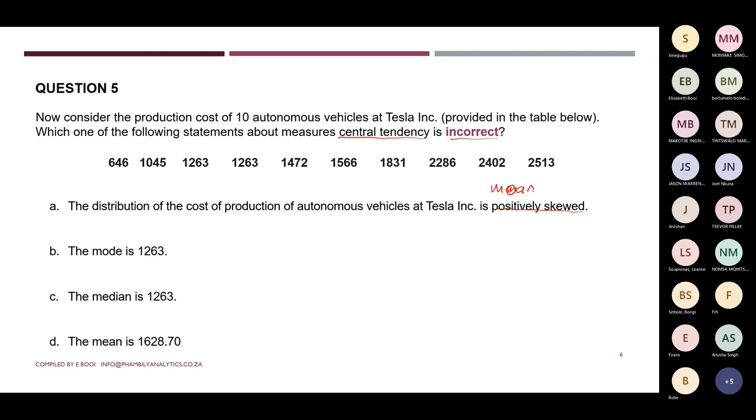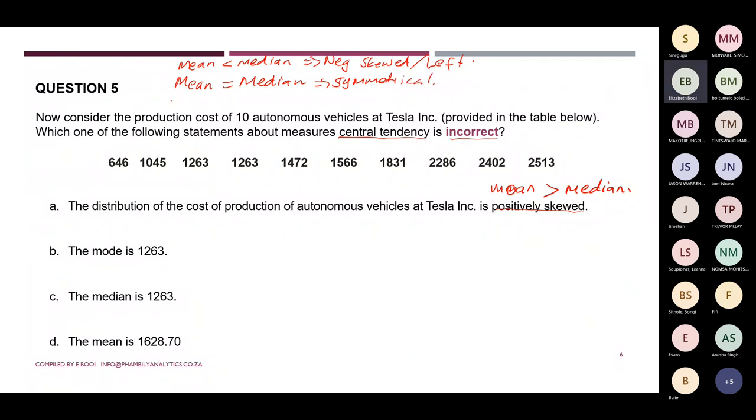The mean is greater than the median. Always remember that when the mean is less than the median, it's negatively skewed, or skewed to the left. If the mean equals the median, it is symmetrical. If the mean is greater than the median, then we say it is positively skewed, or skewed to the right.